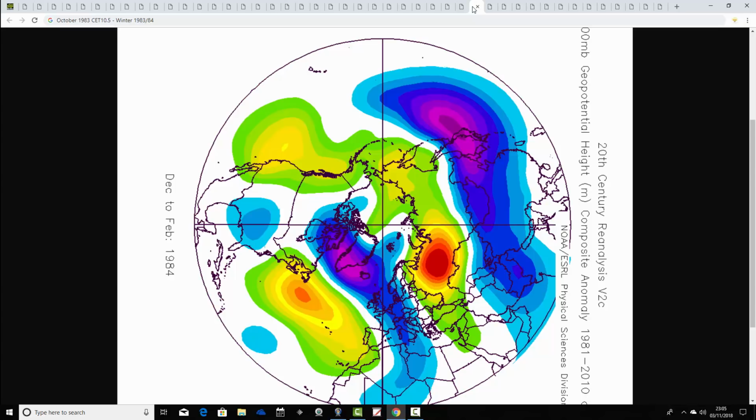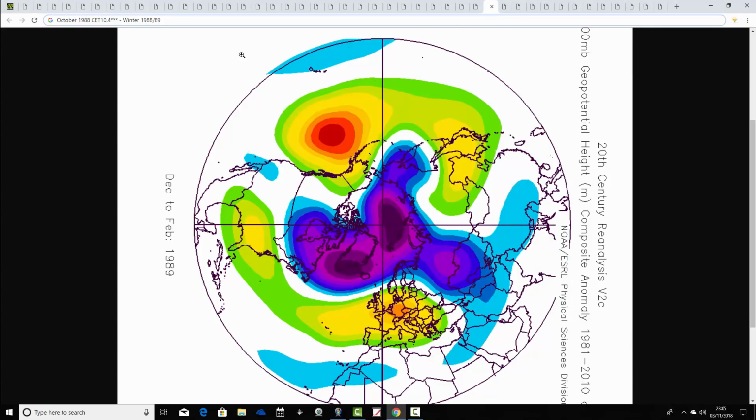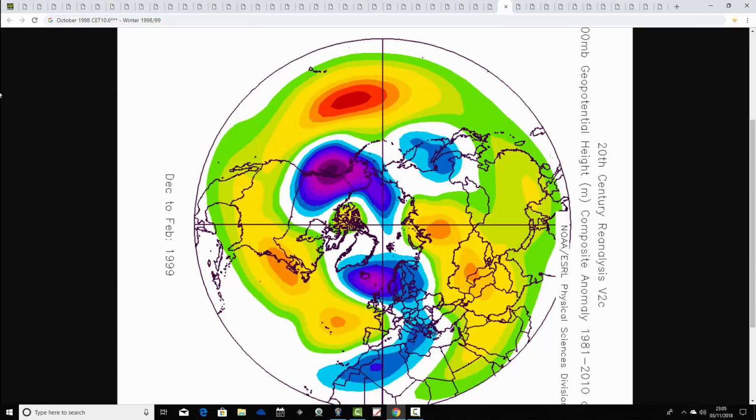October 1983 has a CET of 10.5, the winter of 83-84 looks like this, with the below average heights through the country, the above average heights out to the west. That's an unsettled Atlantic driven but quite cold winter in 83-84. 1988 has a CET in October of 10.4, the winter of 88-89 is very mild, with high pressure close to the country, low pressure up to the north, the jet stream going through up there. That's a dry but very mild winter in 88-89.